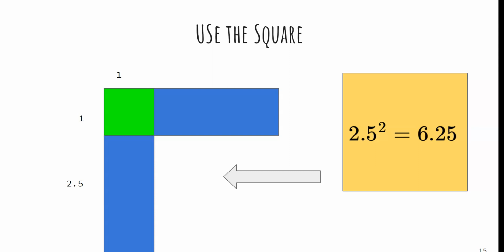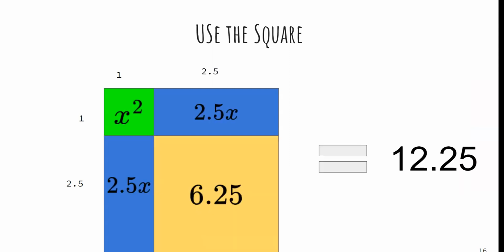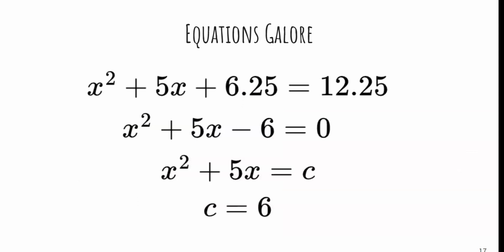We put it on either side, and that means that the yellow square that will complete this larger square will have an area of 2.5 by 2.5. 2.5 squared is 6.25. So let's add up all the areas of our completed square, and that will be 12.25. So now let's create an equation out of that, just like how we did before. Combine like terms. We solve for c, and c equals 6. And we're done.